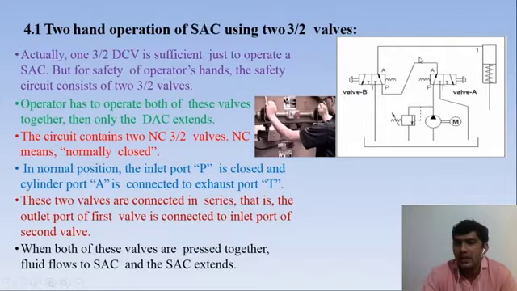If you press this button, fluid will be passed from P to A and A to the cylinder, and the cylinder will extend. During the retraction position, fluid will be passed from the cylinder to the reservoir. This is the utilization of two hands for operating single acting cylinders. When we press valve A with the right hand and valve B with the left hand, only then will the single acting cylinder extend. This is the operation of a single acting cylinder using a 3 by 2 direction control valve.